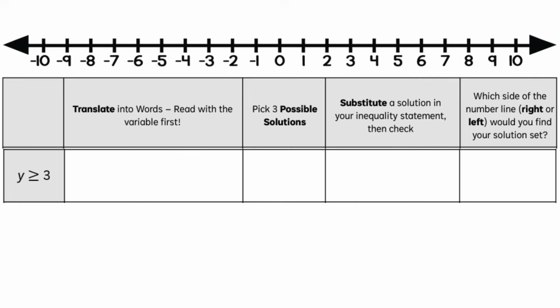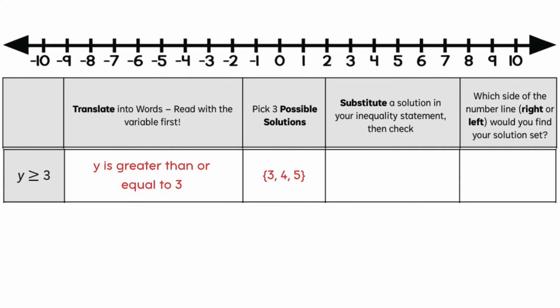Our first inequality says y is greater than or equal to 3. So you want to write that out in word form. Y is greater than or equal to 3. Instead of saying y, I'm going to say solutions. That way it'll make a little bit more sense. All of our solutions are greater than or equal to 3. So what are some possible solutions? What are some numbers that are greater than or equal to 3? 3 is equal to 3, so that's 1. 4 is greater than or equal to 3, and 5 is greater than or equal to 3.